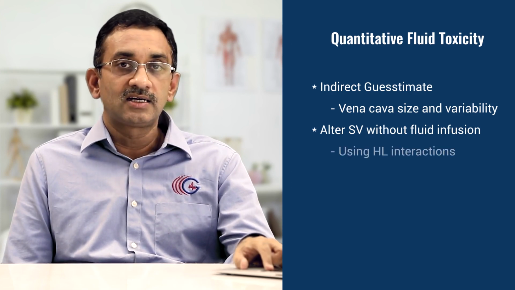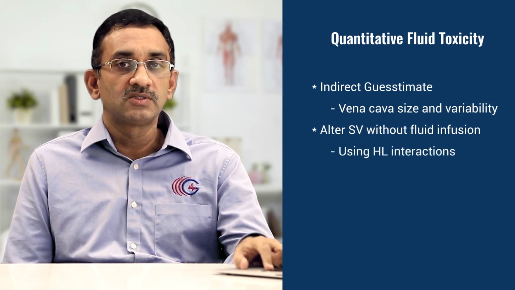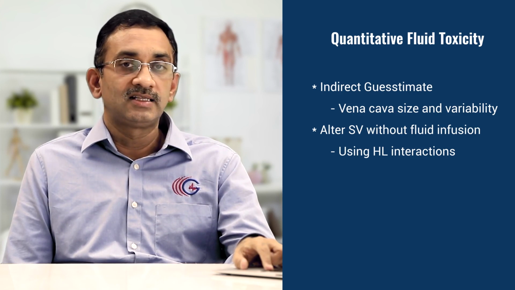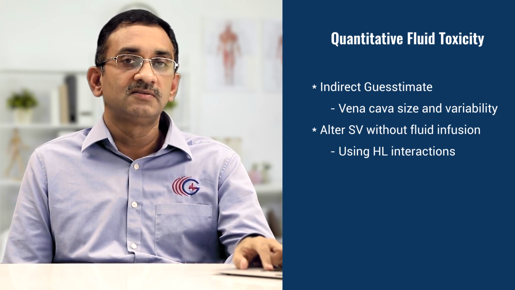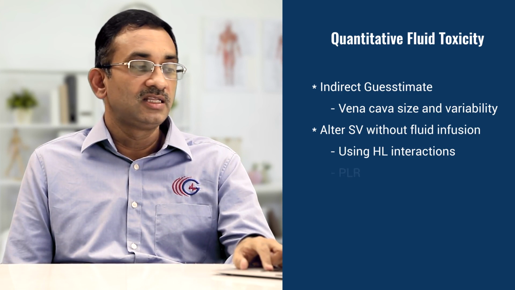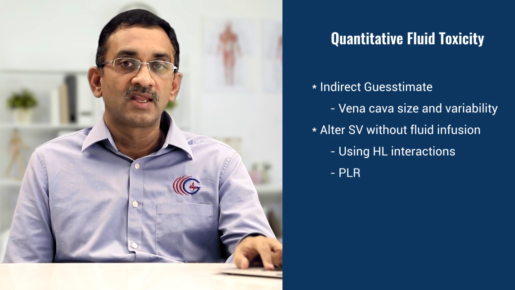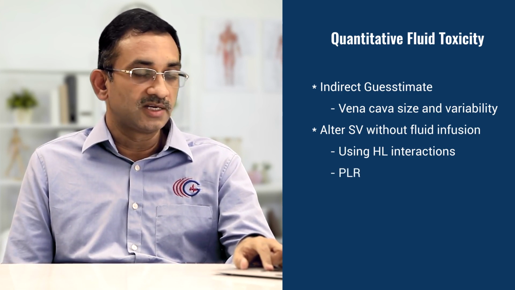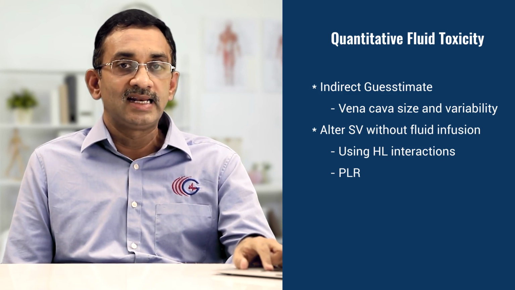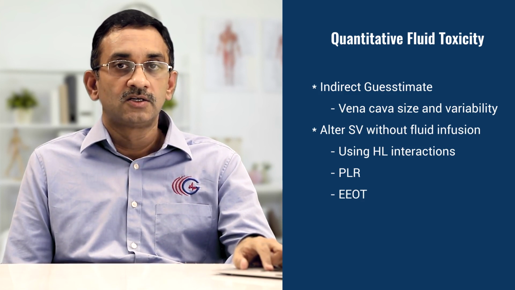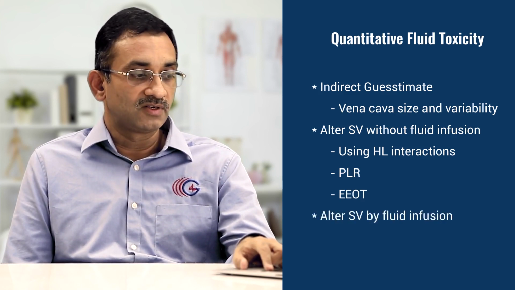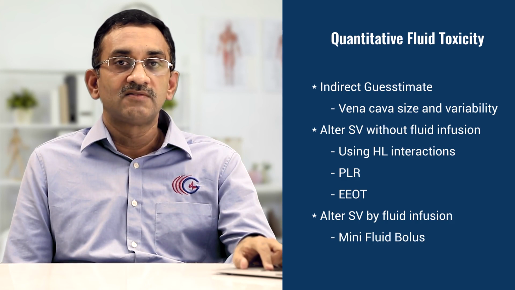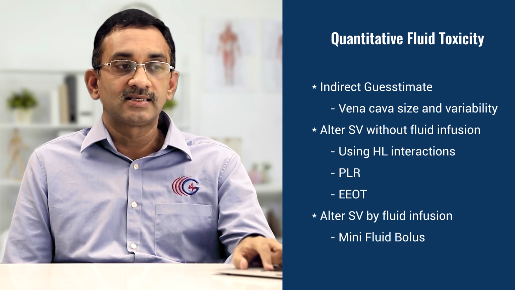We use heart-lung interactions in several ways, predominantly using pulse contour analysis to look at stroke volume variation and cardiac output changes, and see whether the patient would be fluid responsive. If the patient is spontaneously breathing, we can do a passive leg raise and look at stroke volume variation in those patients. In patients who are ventilated with poor compliance, we can use an end expiratory occlusion test to try and assess fluid responsiveness, or try and give a small fluid bolus and then assess the response.